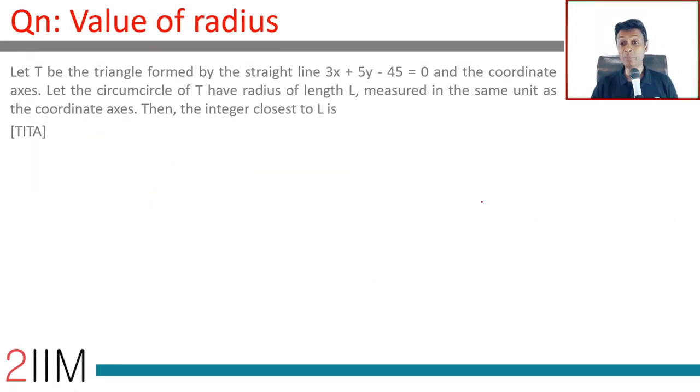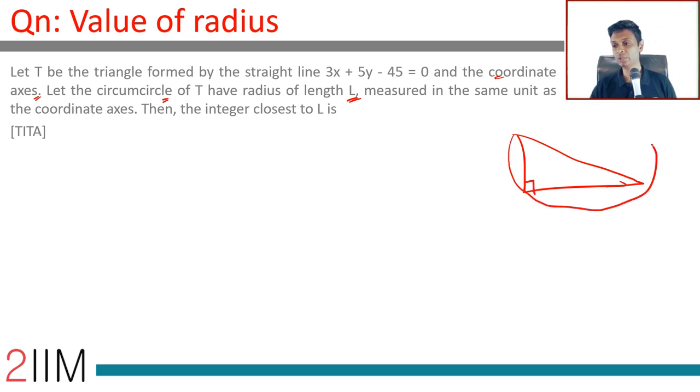Let T be the triangle formed by the straight line 3x plus 5y minus 45 equal to 0 and the coordinate axes. Let the circumcircle of T have a radius of length L. Coordinate axes are 2 sides, so it's a right angle triangle. And I have a circumcircle and a circumradius. You should already be thinking, any right angle triangle, if you draw a circle around it, the hypotenuse will be the diameter, or the circumradius is half of the hypotenuse.